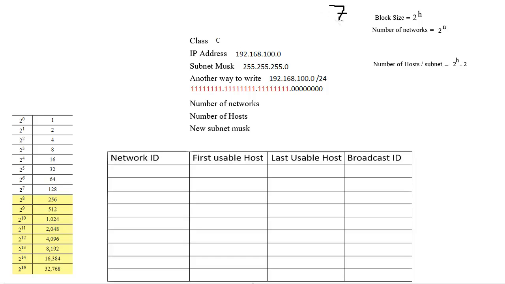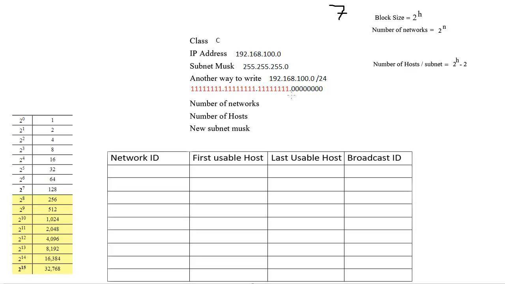So for this requirement we have to check our power of 2 table. If we look here, 2 to the power 3 is equal to 8. So my requirement of 7 networks will fit here. So we go for 2 to the power 3. Here 3 is the number of network bits. That means to get 8 networks we need 3 network bits.